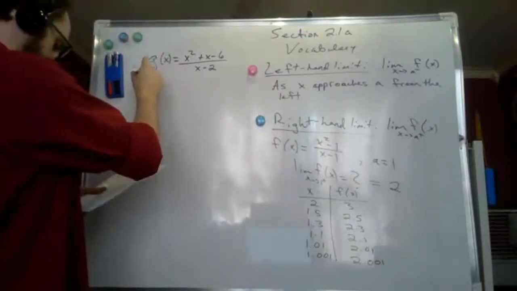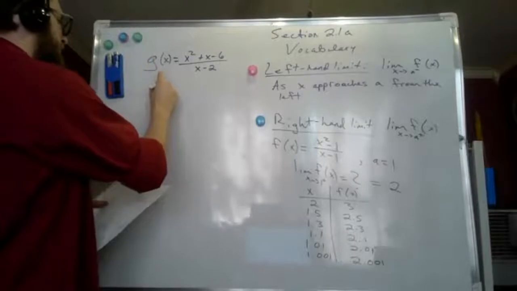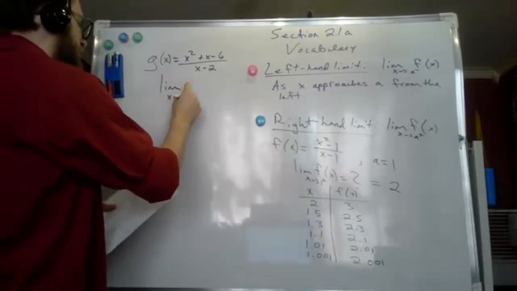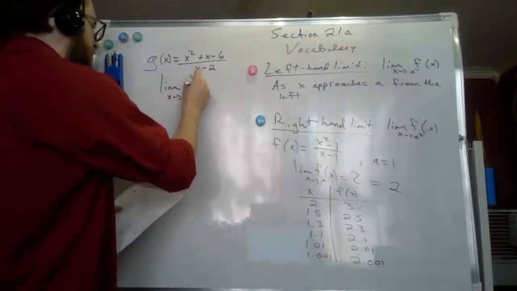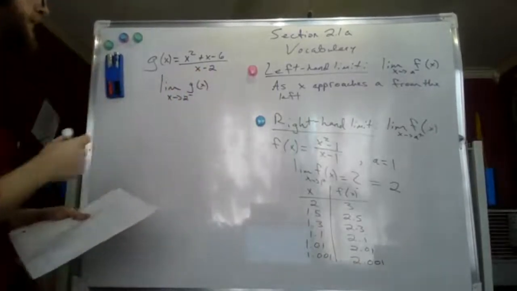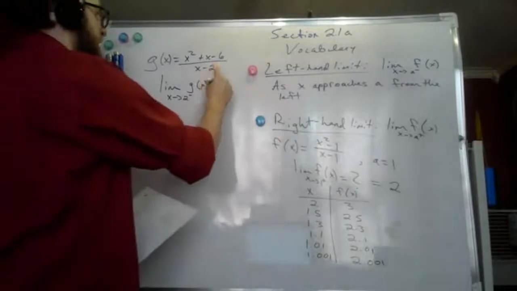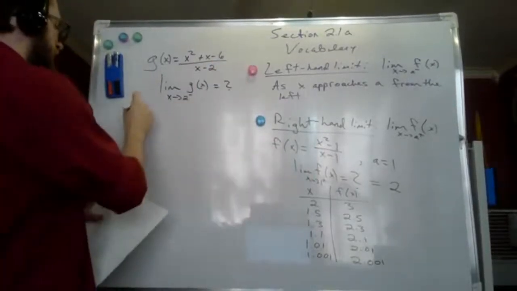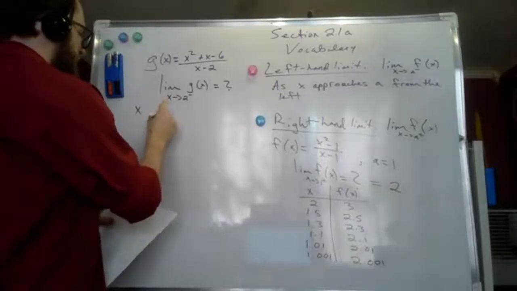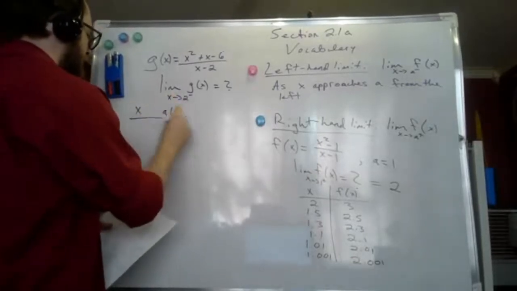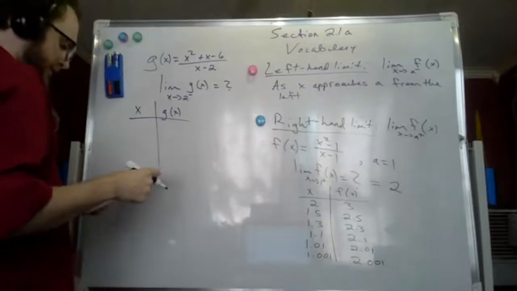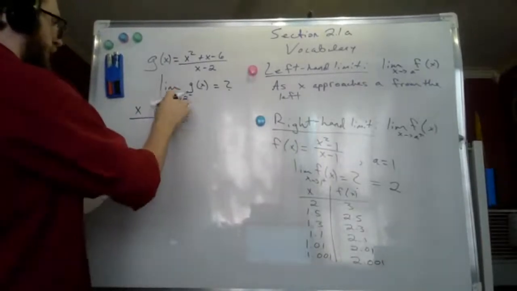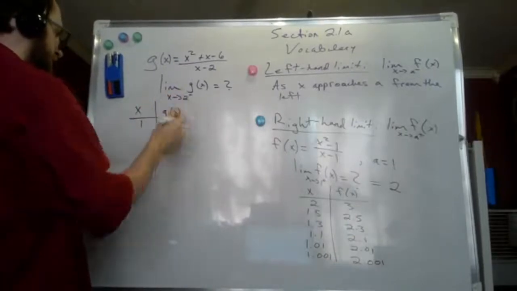So this time, we're going to ask ourselves, what is the limit as x approaches 2 from the left for this g of x function? This is what we're after. We can use the same kind of trick we used before. We have x, we have corresponding g of x values, and I'm just going to plug in numbers that are to the left. So we can start with 1. That's to the left of 2.